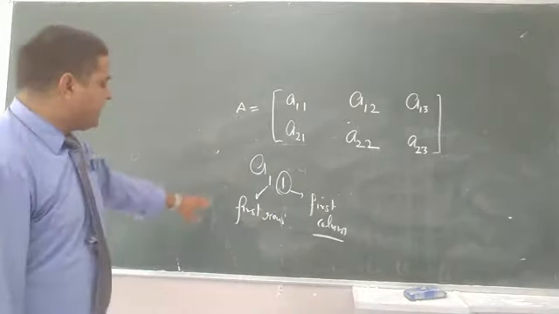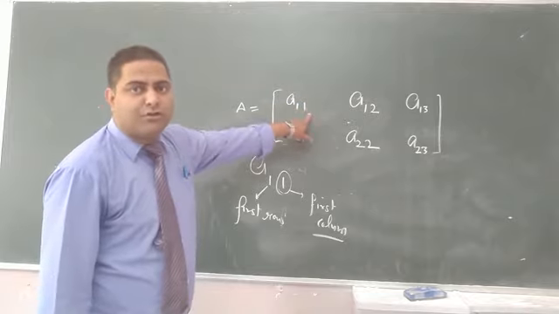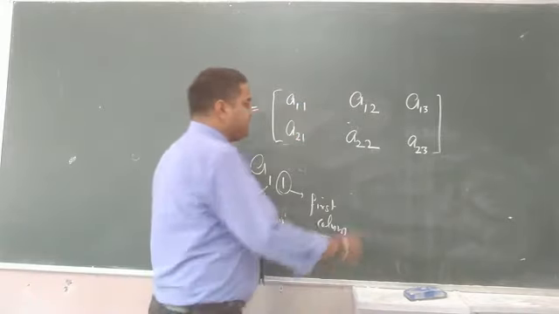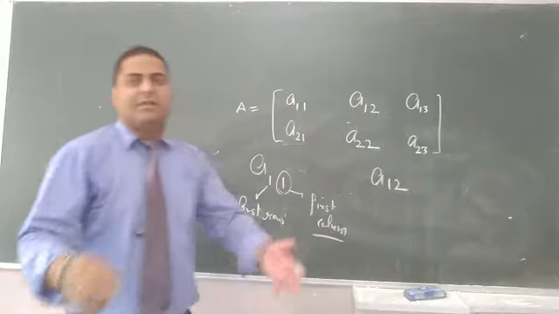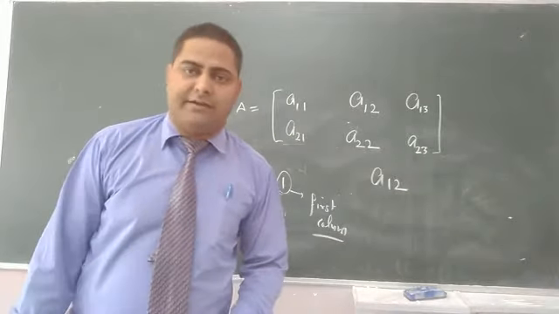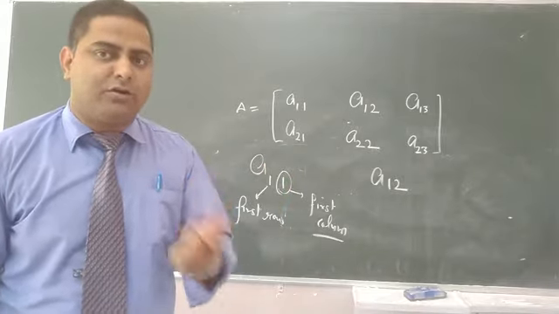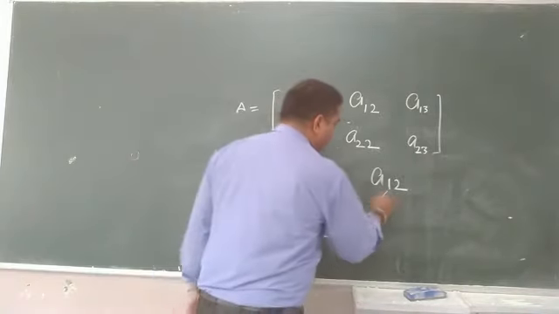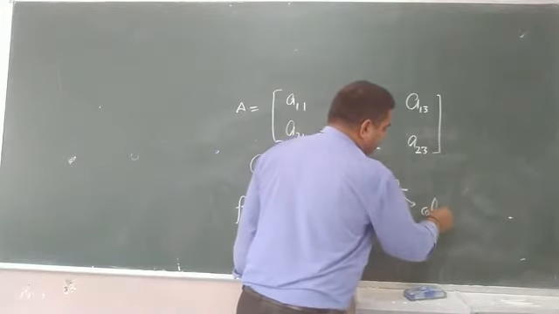So it is written as A11, first row, first column. Similarly, A12. What does A12 represent? A12 means first row, second column. So, row first and column is second.